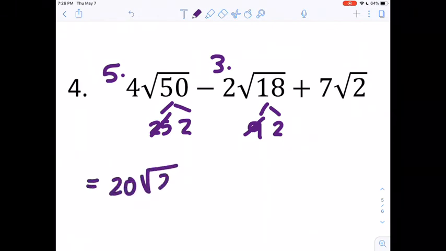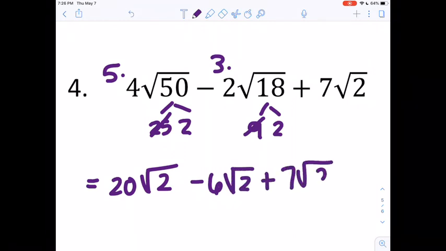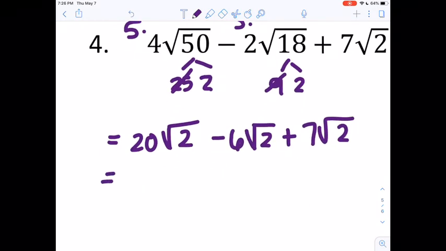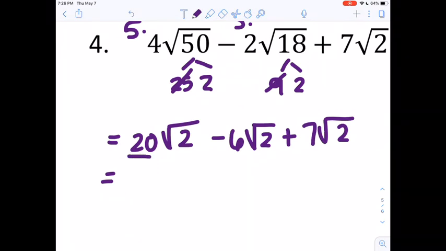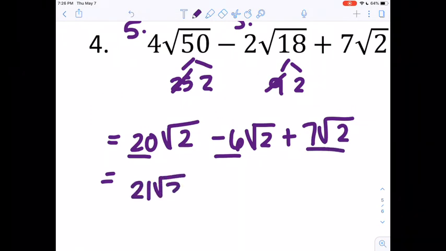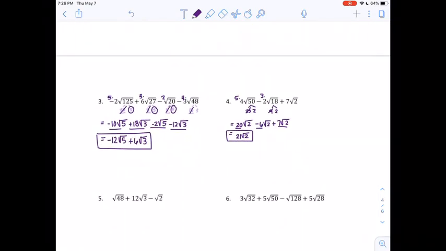So I get 20 root 2 minus 6 root 2 plus 7 root 2. Let's see. So these are actually all like radicals. So 20 minus 6, that's 14, plus 7, that's 21 root 2. Again, the root 2 stays exactly the same.